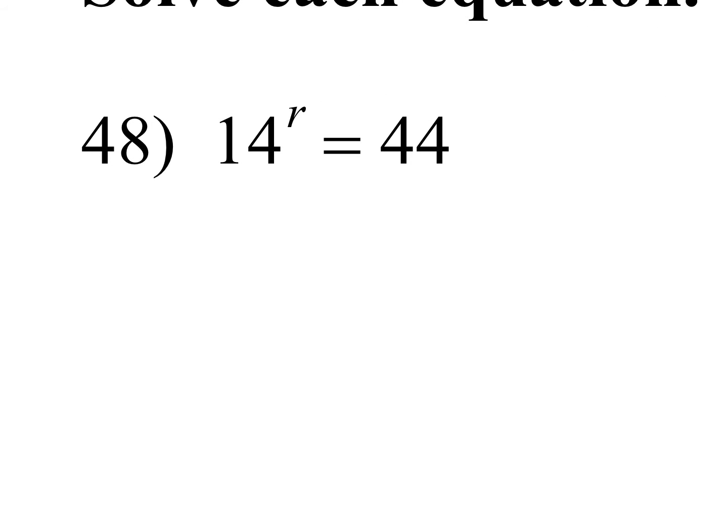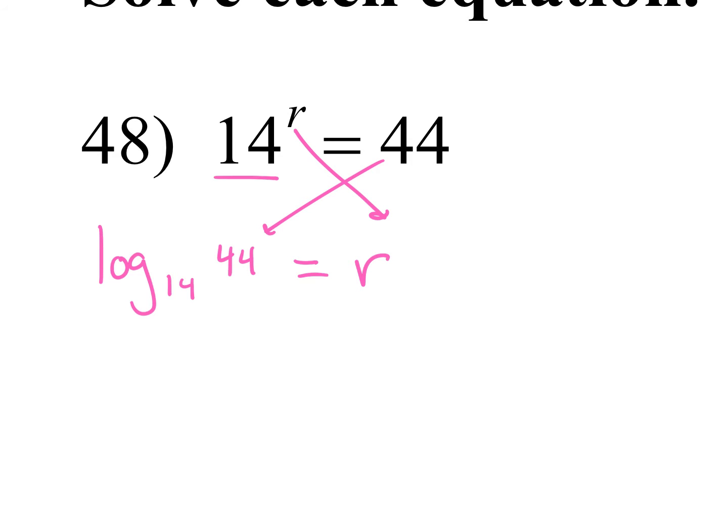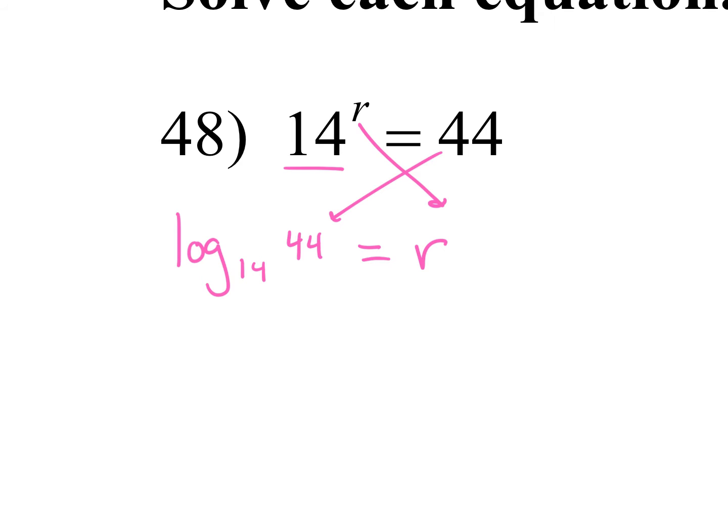For number 48 and 49, we can't get these to have the same base. So I need to put it into log form. So I start with the word log. 14 is my base because that has the exponent, and then I switch the order of the other two. So log base 14 of 44 is equal to r. So step 1 is to put in log form.